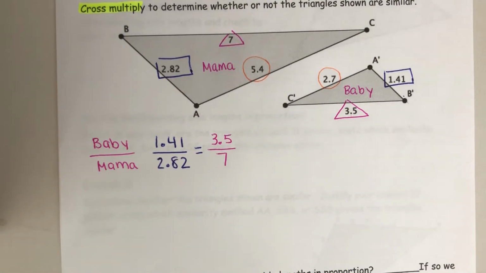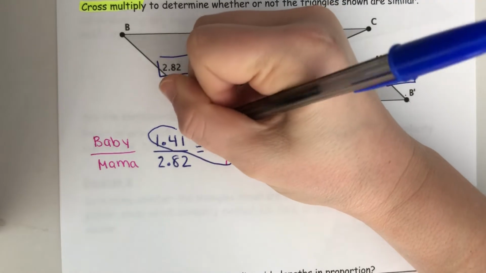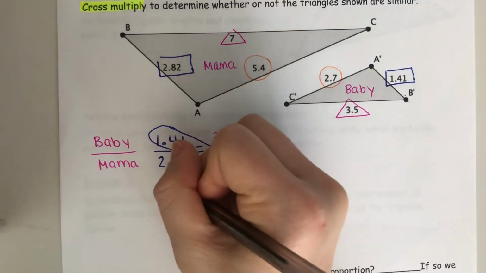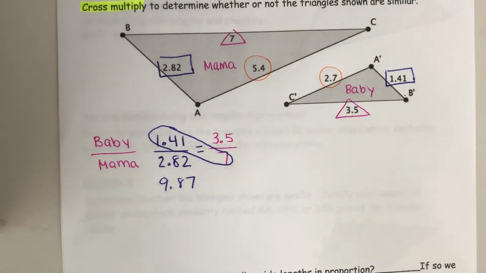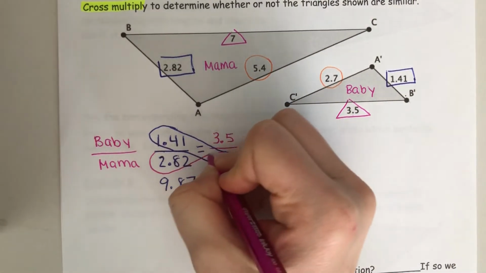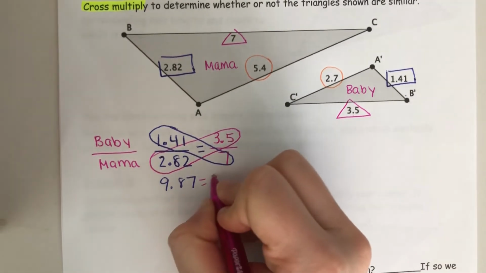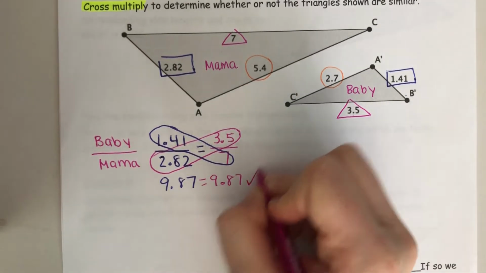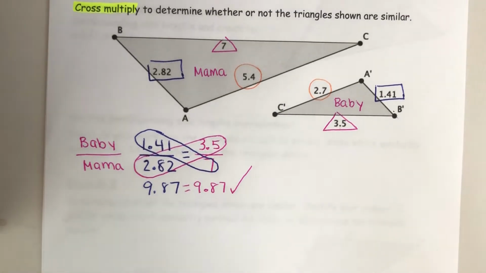So we want to cross multiply. So we get 1.41 times 7, which gives me 9.87. And then we get 3.5 times 2.82. And we get 9.87. So those two pairs of sides work together. So we want to do that again for the other pairs of corresponding sides.